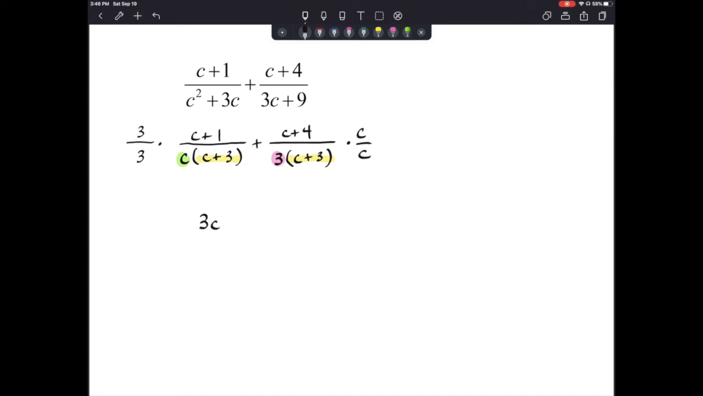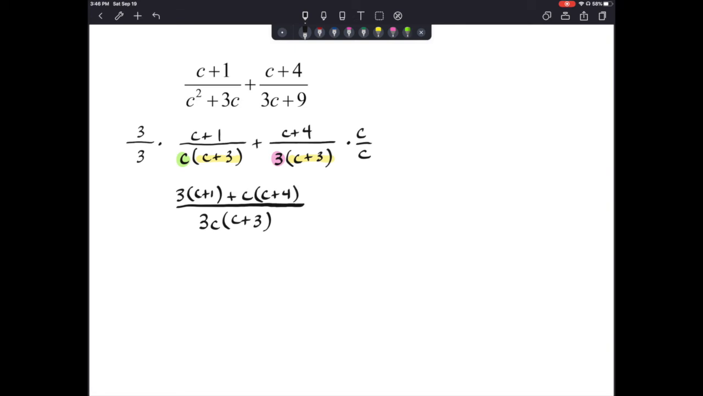We'll have a 3c times the quantity of c plus 3 in our denominator. In our numerator, what we're looking at is 3 times the quantity of c plus 1 plus c times the quantity of c plus 4.